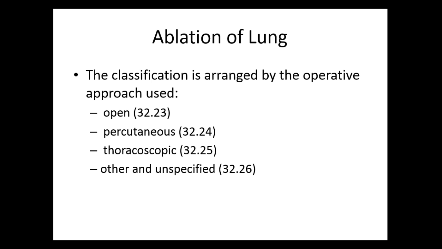Ablation of the lung is an alternative to surgical removal of lung lesions. It can be achieved using extreme heat, freezing chemicals, known as cryoablation, focused ultrasounds, microwaves, or radio wave frequency. The codes do not distinguish between the different energy sources used to ablate the tumor. It is important for you to understand and to review the medical record to determine the approach, as to whether or not it's open, percutaneous, or through a thoracoscope, or using another unspecified method.